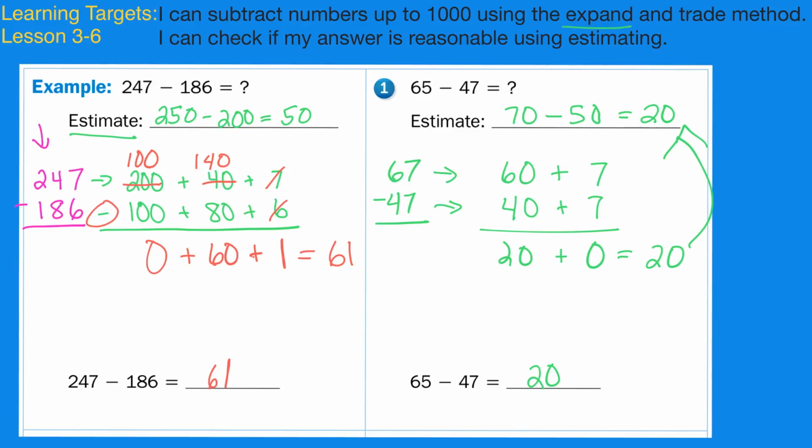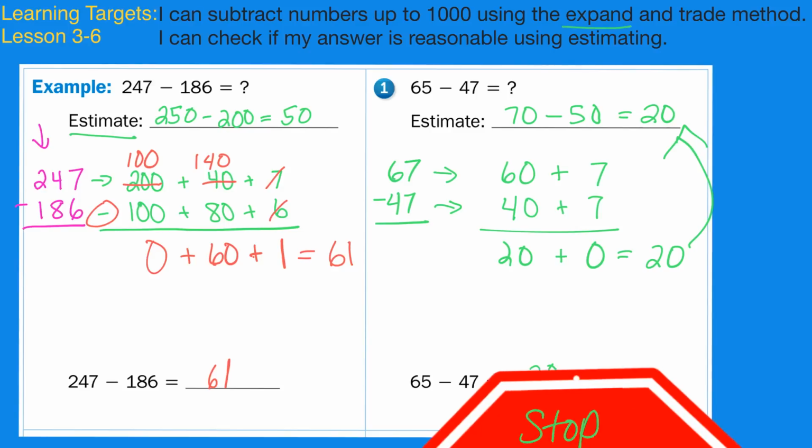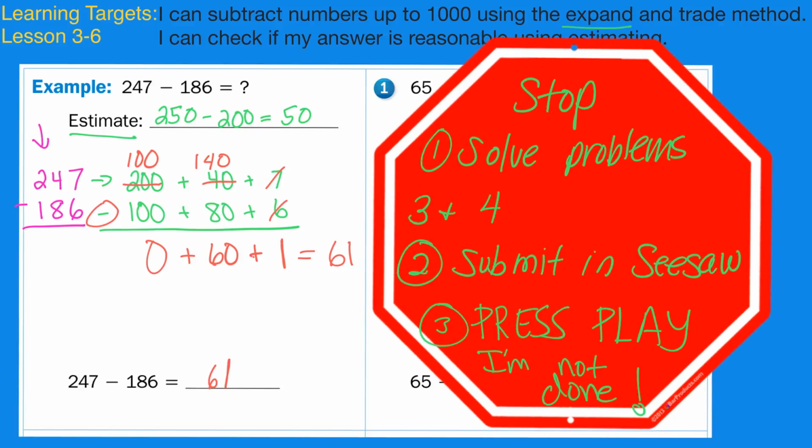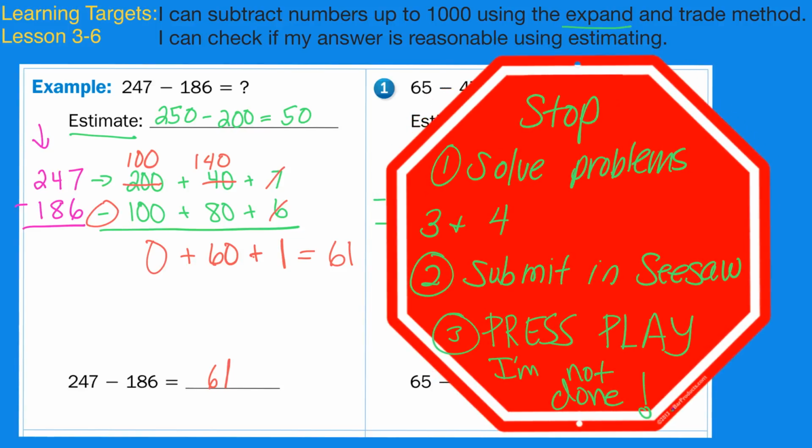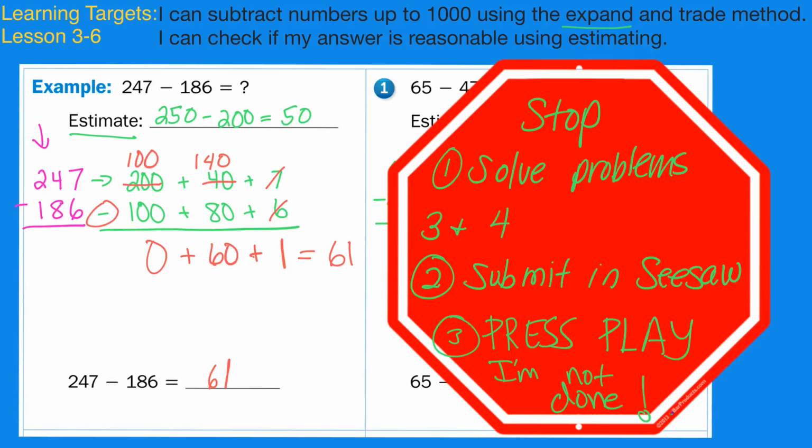At this point, though, now that you've seen it again, you're not going to change your thinking. You're still going to be thinking failure leads to success as you stop and solve problems 3 and 4. Again, I cannot stress enough, please go back, rewind, watch me solve the example problem here, and watch me solve number 1. I know you can solve problems 2 and 3 on your own. I said problems 3 and 4 here on accident. It's actually problem 2 and problem 3. I know you can solve these on your own. When you're done, submit them in Seesaw and press play. This video's not done. Just wait.